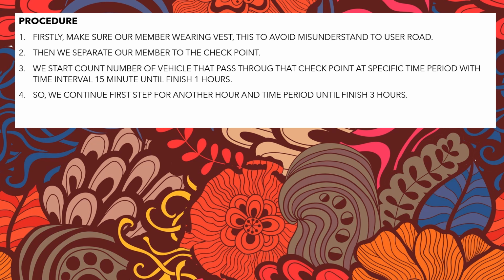Next is our procedure. Firstly, make sure our members wear vests to avoid misunderstanding with the road users. Second, we separate our members to the checkpoints and start counting the number of vehicles that pass through that checkpoint at a specific time period, with a time interval of 50 minutes until we finish 1 hour. So we continue the first step for another hour and time period until we finish 3 hours.